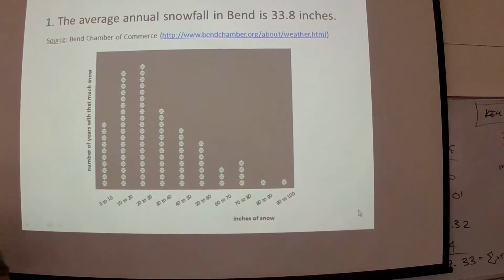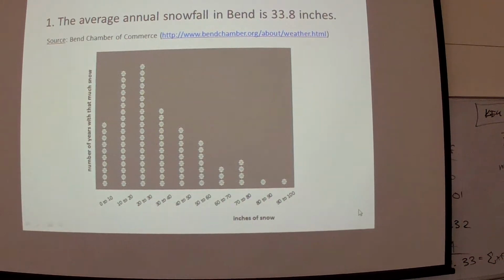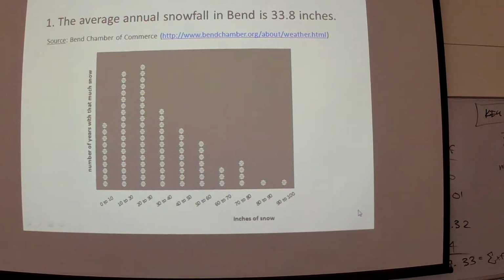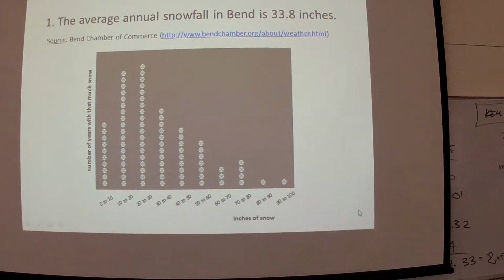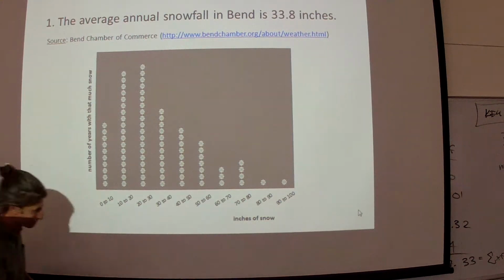Why would they put the average on the Bend Chamber of Commerce website? Because they want to get people to come here and ski. It's a Chamber of Commerce. They want to sell things like ski passes and ski rentals and beer, apparently, in Bend. We just opened the 64th brewery in Bend.